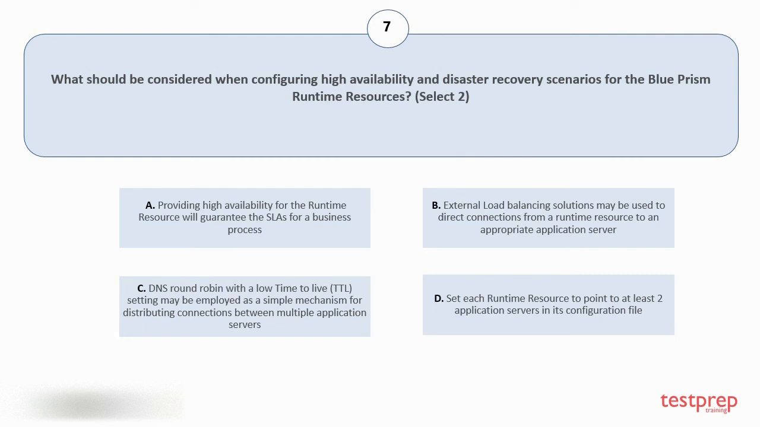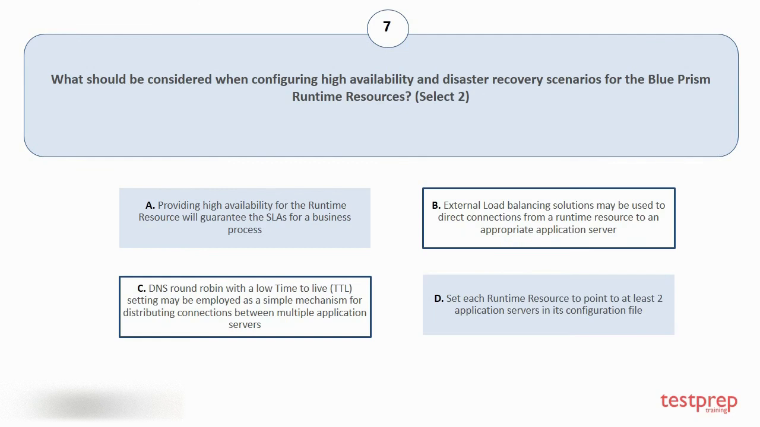C. DNS round robin with a low time to live setting may be employed as a simple mechanism for distributing connections between multiple application servers. D. Set each runtime resource to point to at least 2 application servers in its configuration file. The correct answers are option B and C.